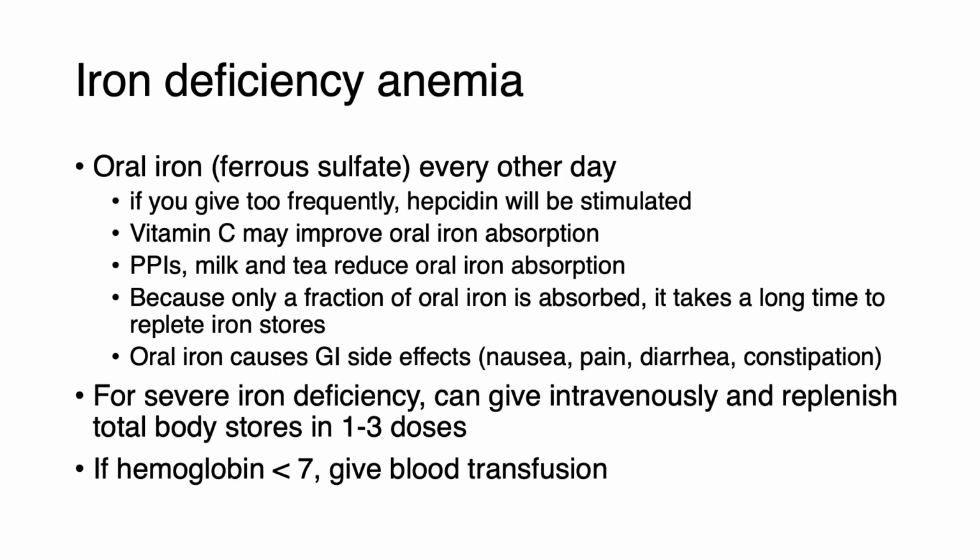Proton pump inhibitors, milk, and tea will reduce your oral iron absorption, so you don't want to take them around the same time. It takes a very long time to replace someone's iron with oral iron, and it does cause a lot of side effects like nausea, diarrhea, and constipation. So, if you really want to replace somebody's iron quickly with minimal side effects, the best way to do that is with intravenous iron, which you can usually replenish their entire body store with 1 to 3 doses. And then, if someone's really anemic, their hemoglobin's less than 7 from iron deficiency, go ahead and give them a blood transfusion.